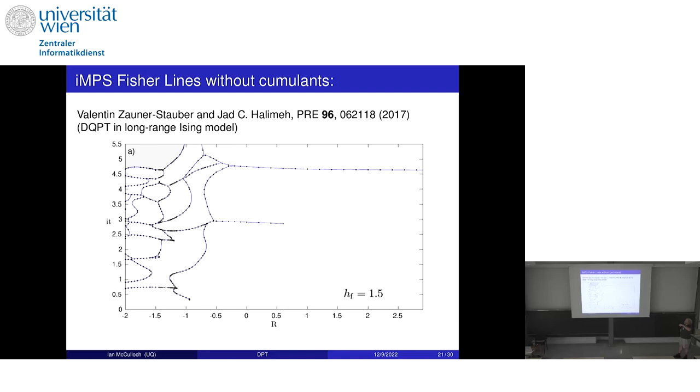This has also been done. There's a really nice paper from Valentin when he was here, and they looked at a long-range Ising model. This is really nice as well, just looking at the rate function without looking at the cumulants. So we can view this as a follow-up to this kind of work: now if we calculate the moments of the rate function, we can actually do a lot better. In particular, calculating these Fisher lines is really automatic. We just feed it into a program and it spits out the equations of the Fisher lines, which is really nice. That would have been a fair bit of manual work to calculate this plot, for example.